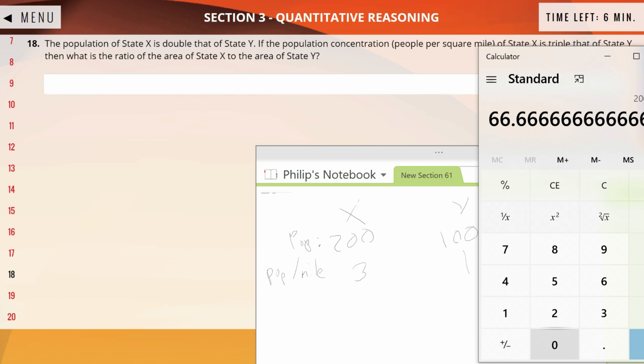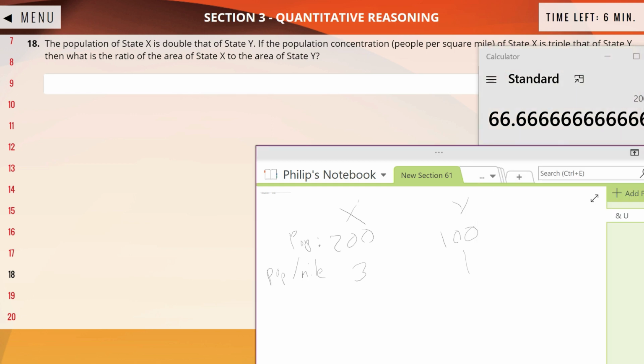And that's 66.7 square miles, because it said people per square mile, meaning there's 200 people and there's 3 people per square mile. I just made up 3, of course, because we're picking numbers, but 3 people per square mile, or 200 divided by 3, that means 66.7 square miles. This one said there's 100 people in state Y, and 1 person per square mile, meaning there is 100 miles.